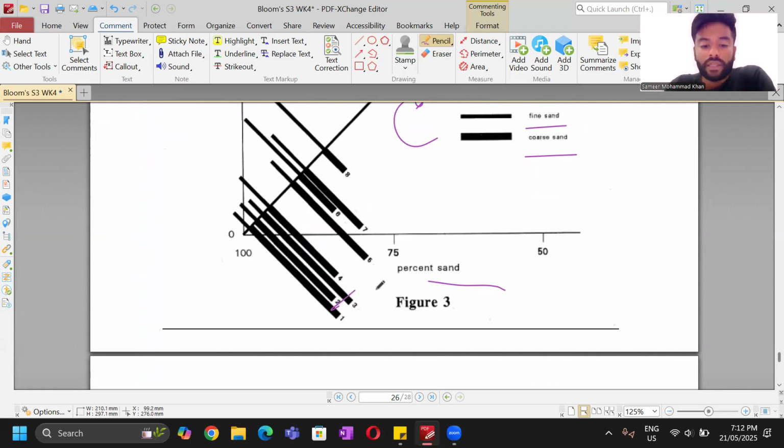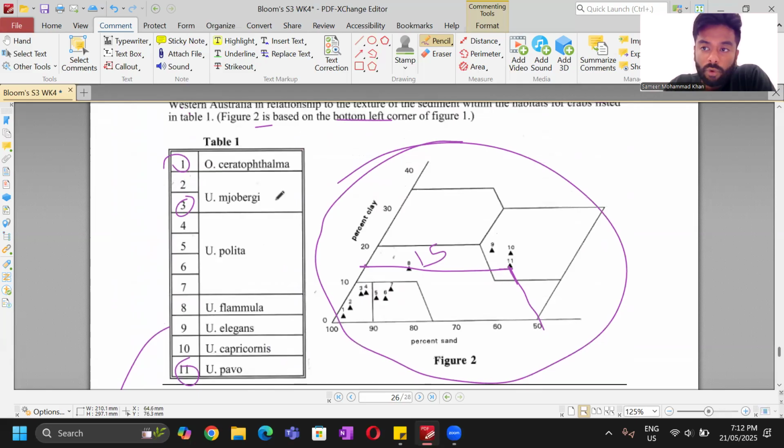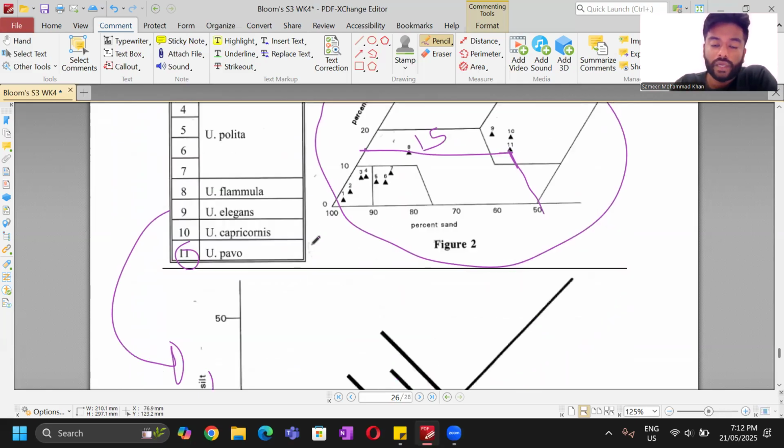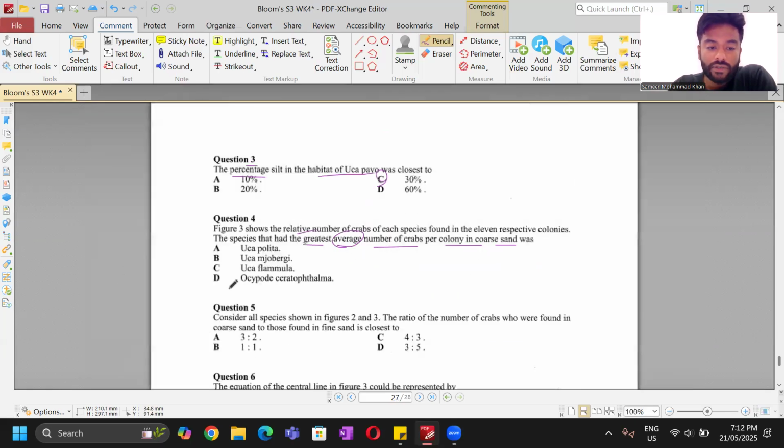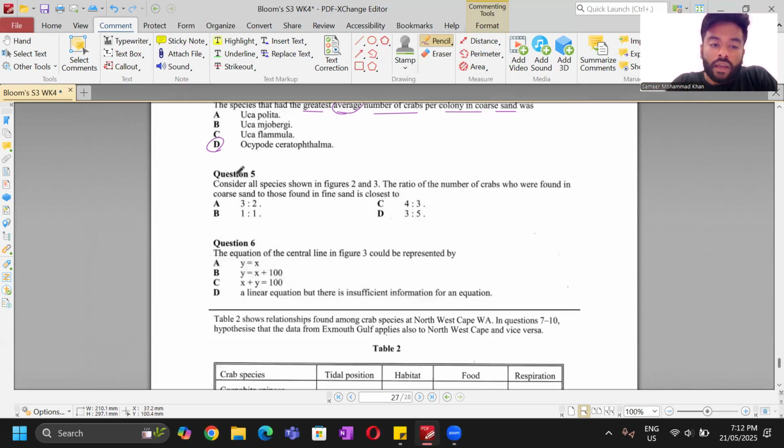So what does that mean? The average of 2 and 3 is here, right? Meaning that the Mojberg average is actually lower than the ceratophthalma because there's only one population of ceratophthalma. Hence, the answer is D. Which species has the greatest average number? It's ceratophthalma, right? Okay, question 5.